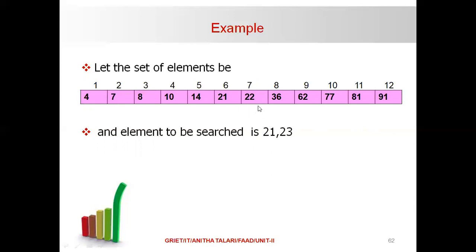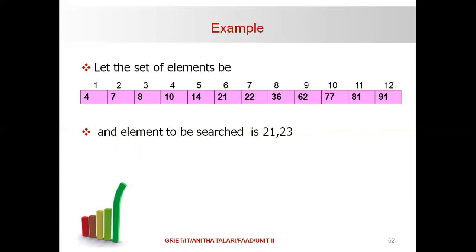So 23 is compared with 22, which is greater, but we don't have an element next to it. So it means the element we are trying to search is not present in the list.